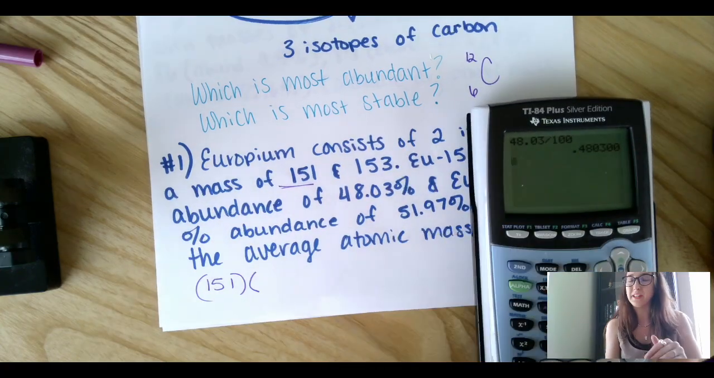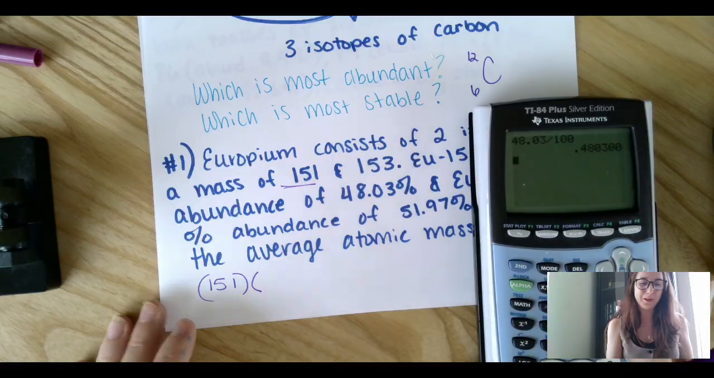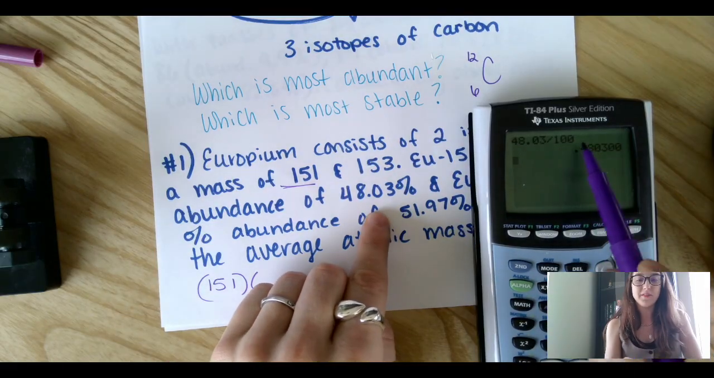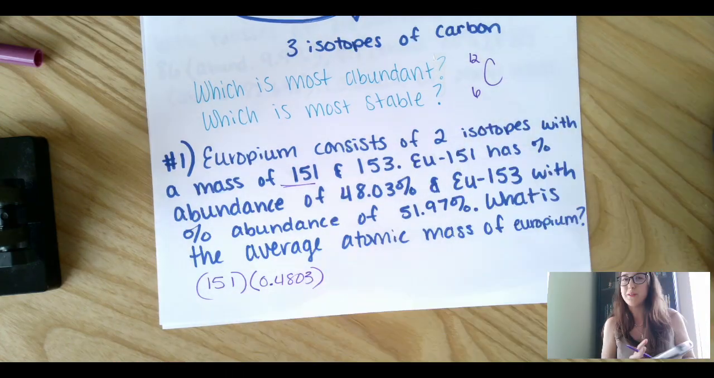Don't let simple calculations be the reason you get an answer wrong. Work with it, practice it, make sure you're comfortable with it. 48.03 divided by 100, again, is 0.4803. So I'm going to multiply those two together.